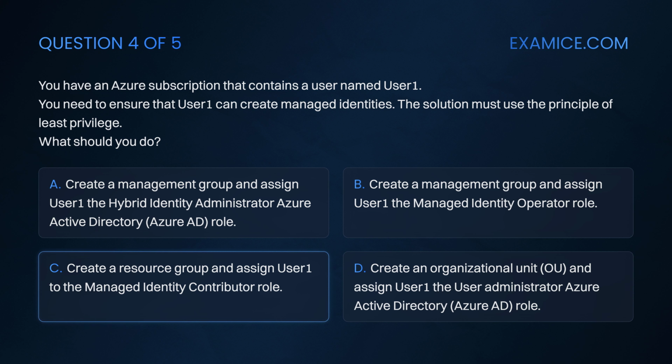Option C, create a resource group and assign User1 to the Managed Identity Contributor role. Option D, create an organizational unit and assign User1 the User Administrator Azure Active Directory role.